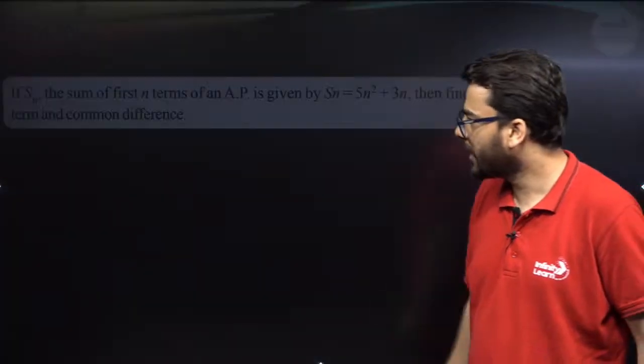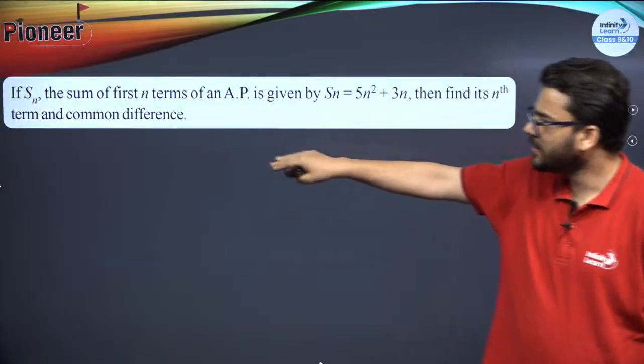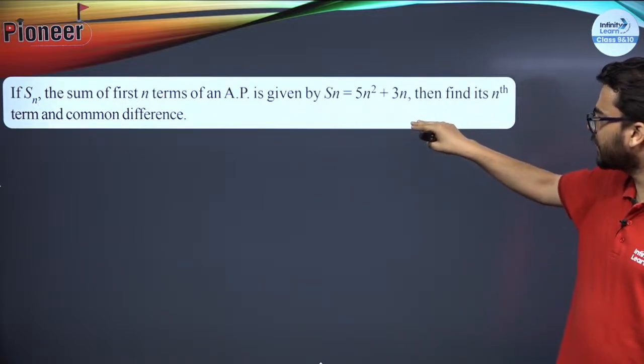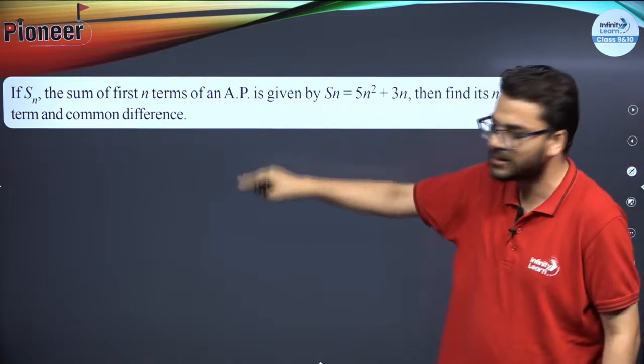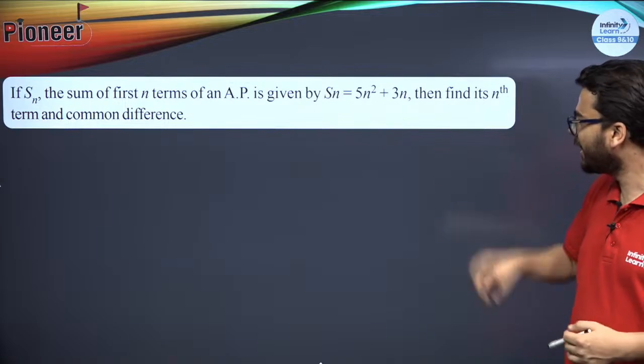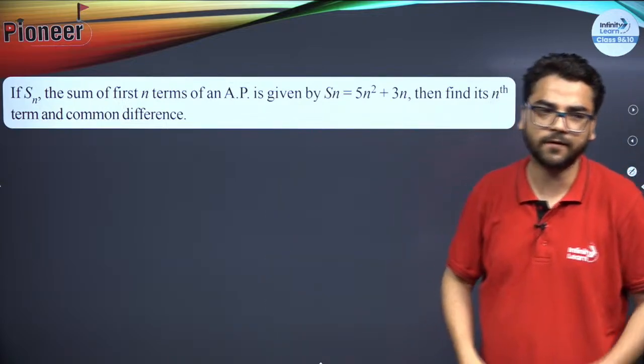Okay, so let's move on to the next one. If Sn, the sum of the first n terms of an AP, is given by this thing, then you have to find the nth term and the common difference. Can you do this one? You have to find the nth term and the common difference of this AP.